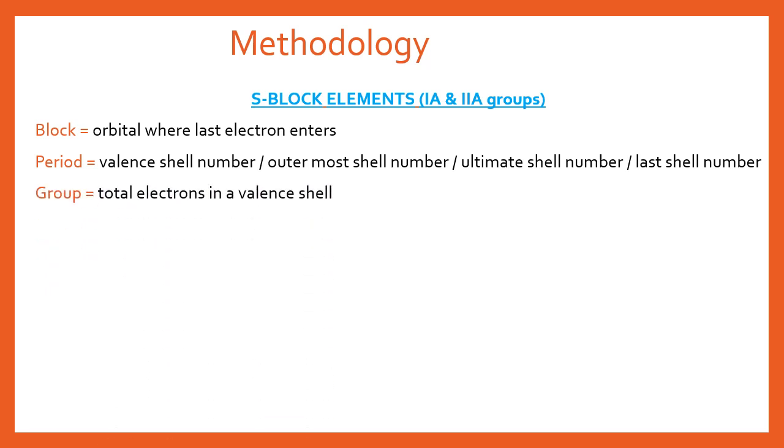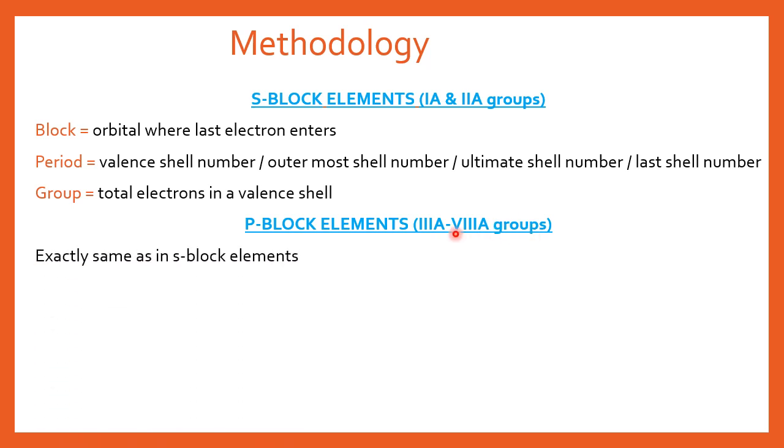And third is the group. Here you can find out the group by counting the total electrons present in the valence shell of an element. Second is the P block element, which consists of the third A to 8th A groups. Exactly the same rules are followed which were discussed in the S block for finding the position of an element in the P block. Block will be found by observing on which orbital the last electron enters, period simply by looking at the highest shell number, and group by looking at the total number of electrons present in the valence shell.